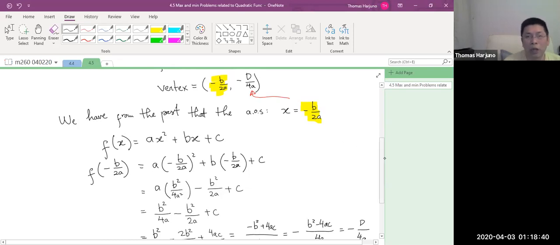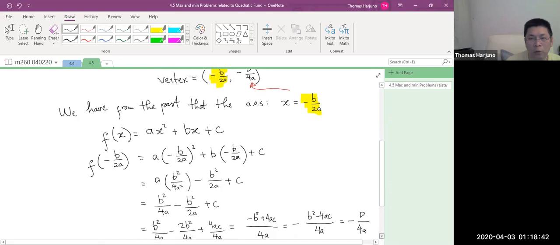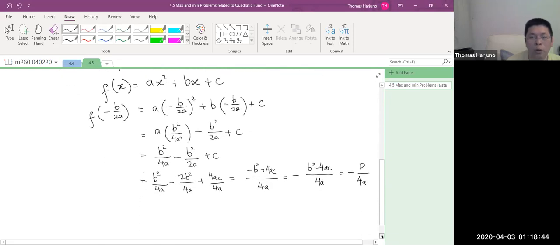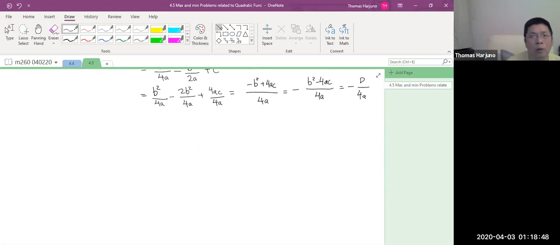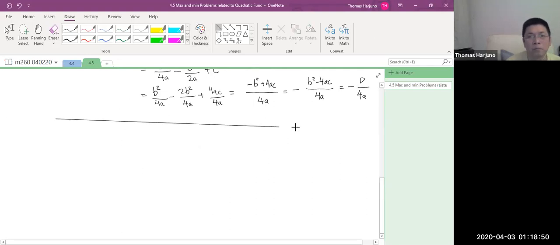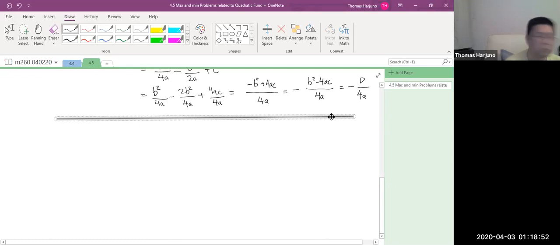Now, together with what we learned earlier in 4.4, we will do maximizing and minimizing problems straight from word problems. Let's say, for example, we take a look at the exercise set. Let's do the easy one first. Number 2.